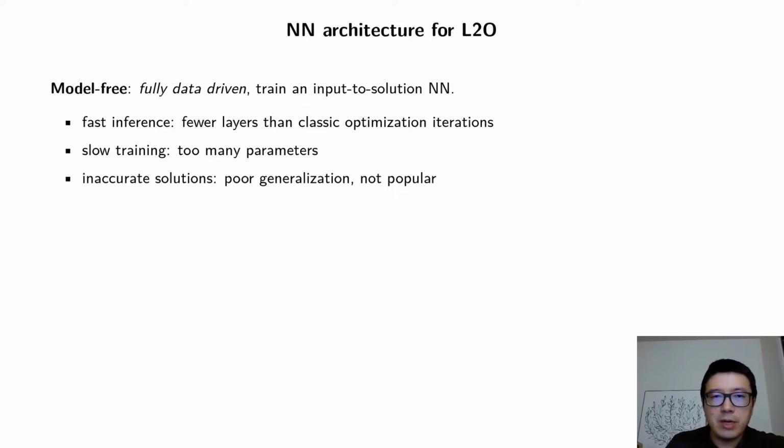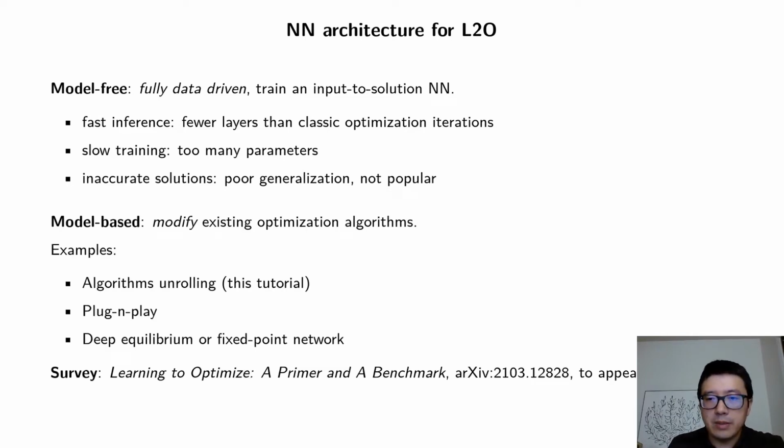And the trained neural network will take the input of an optimization problem and output an approximate solution to the optimization problem. The benefit of this approach is that at inference, it's very fast because there are fewer layers. Usually there are fewer layers than classic optimization algorithms. However, because there might be too many parameters to train, the training can be slow, can be tricky, and there's usually no guarantee of the solution quality. You may get poor generalization, and overall, this method is not very popular or not very general.